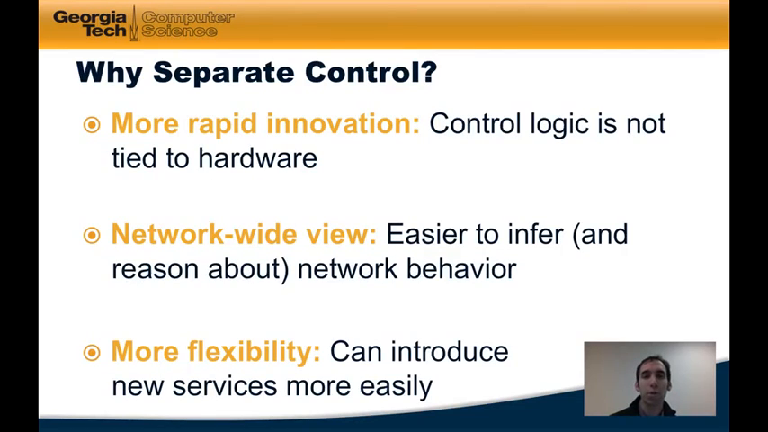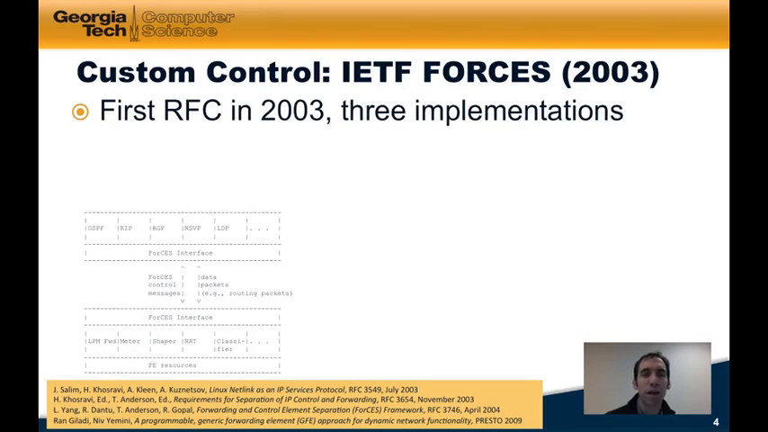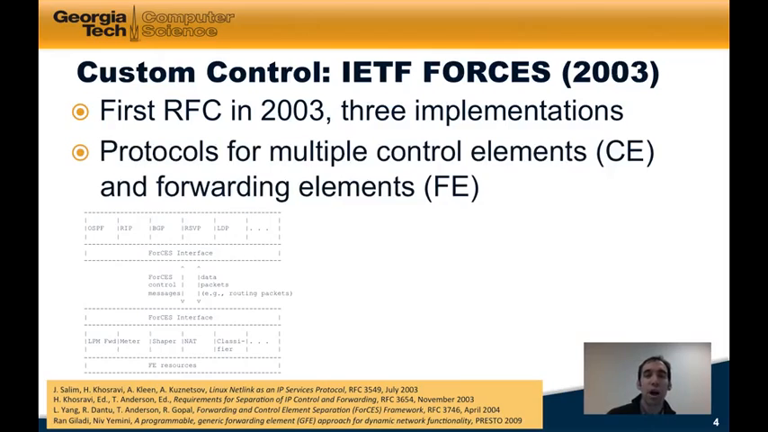Let's now look at three different ways that were developed to control packet switch networks. The first instance of a separate control channel for packet switch networks came out of the Internet Engineering Task Force in the form of the Forces protocol. The protocol was first standardized in 2003, and there were three implementations of this particular standard. The standard essentially defined protocols that would allow multiple control elements to control forwarding elements, which would essentially be responsible for forwarding packets, metering, shaping, performing traffic classification, and so forth.